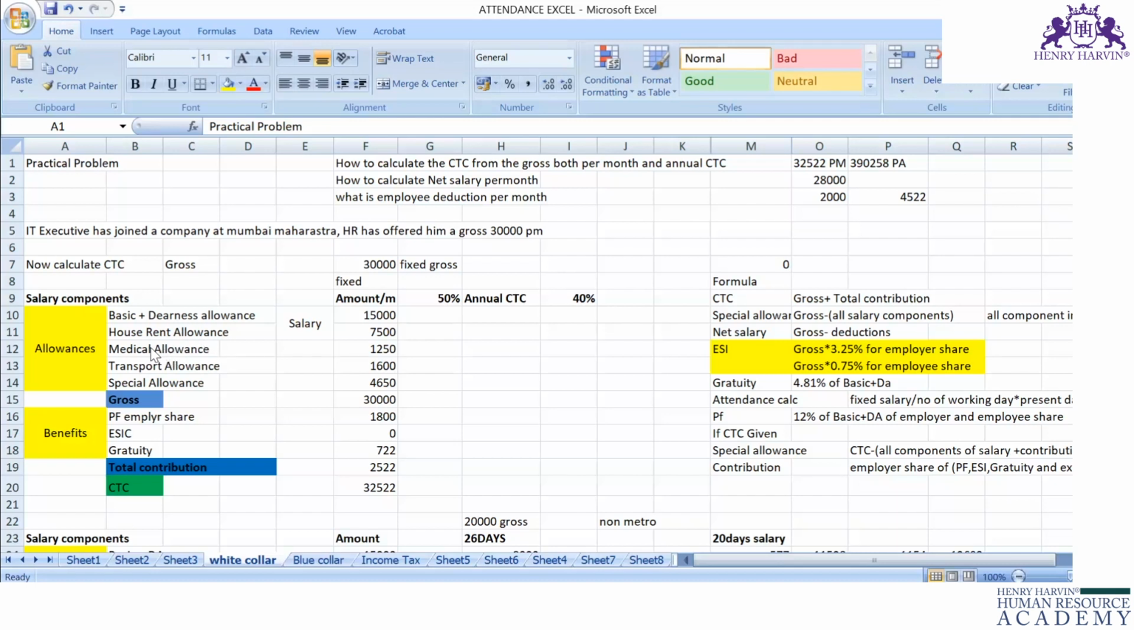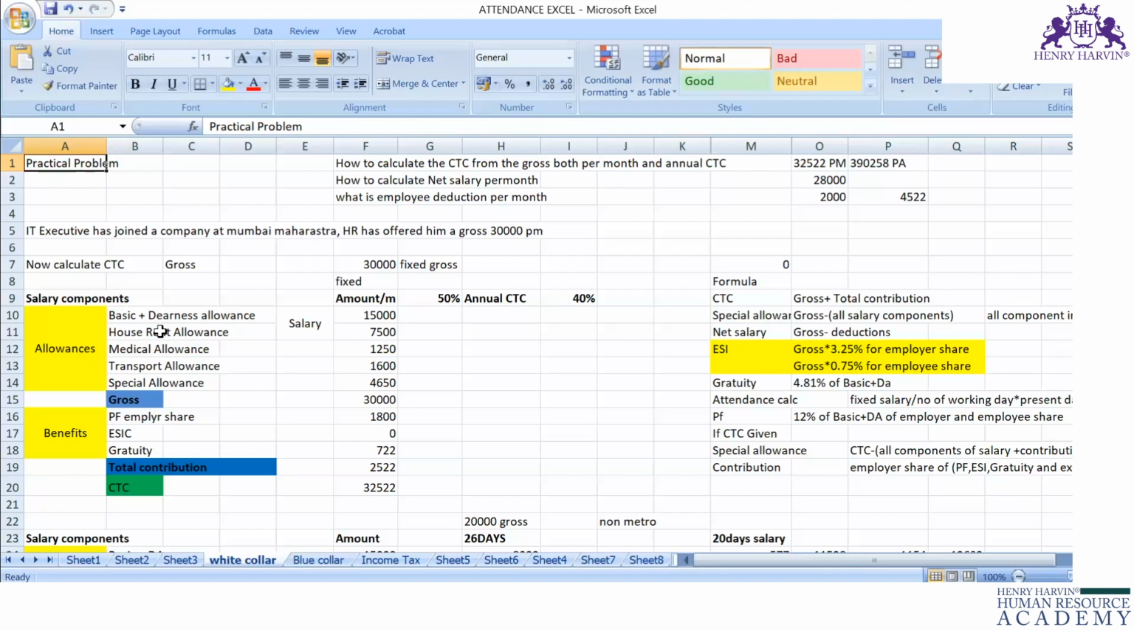Instead of giving medical allowances, they can give conveyance allowances. Instead of giving transport allowances, they can give telephone allowances. So according to their convenience, they can change the components, but no employer will change basic plus DA and HRA, because these three are the mandatory components that the government has advised all organizations to give their employees, because in these three only all the taxes will be calculated.